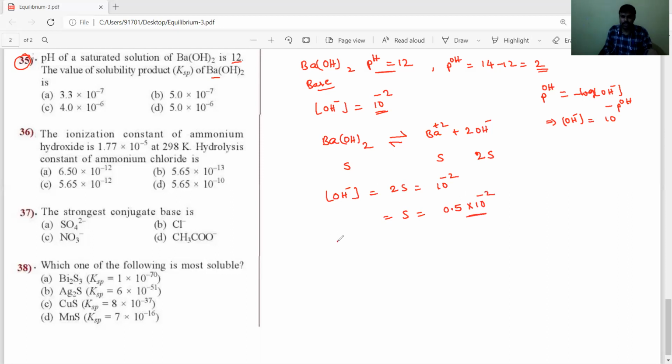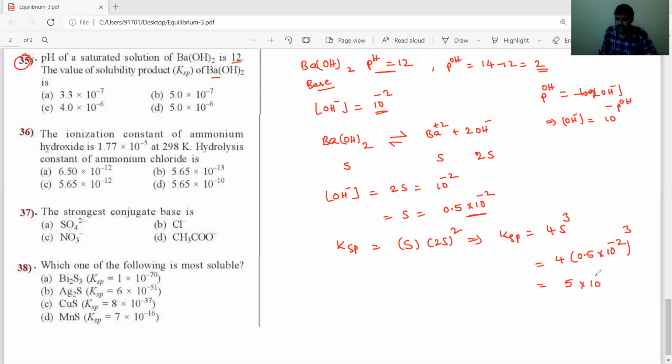Now for this salt, Ksp is equal to S into (2S) whole square. From this, Ksp is equal to 4S cube, and let's substitute the S value: 4 into (0.5 into 10 to the power of minus 2) whole cube. Upon simplification we will get 5 into 10 to the power of minus 7. So the answer is B. Option B is correct, students, question 35.